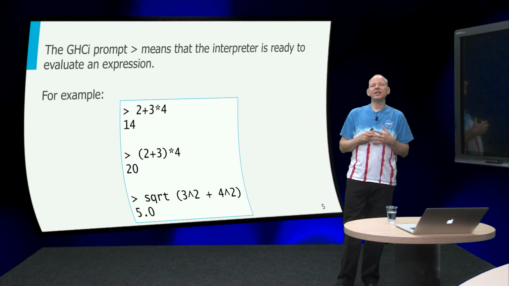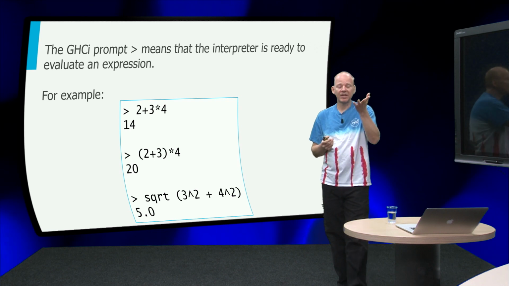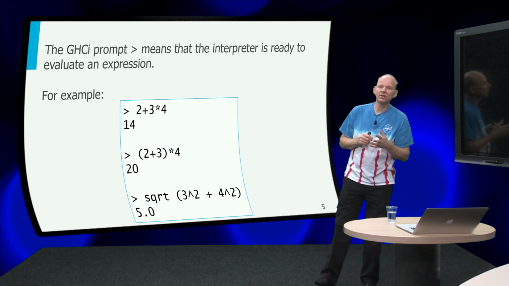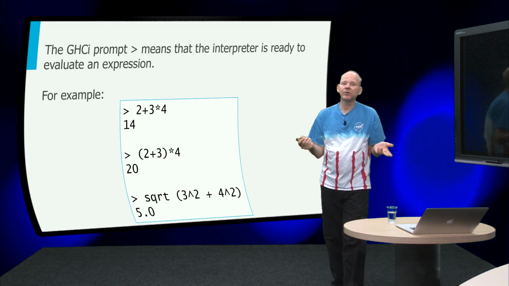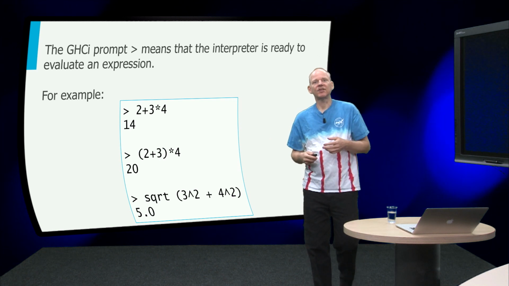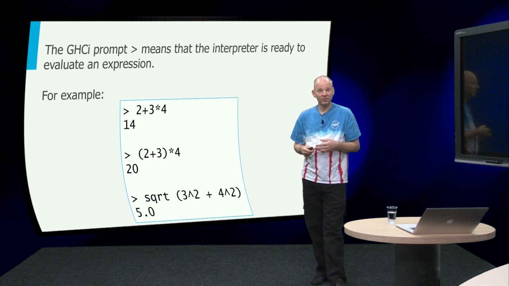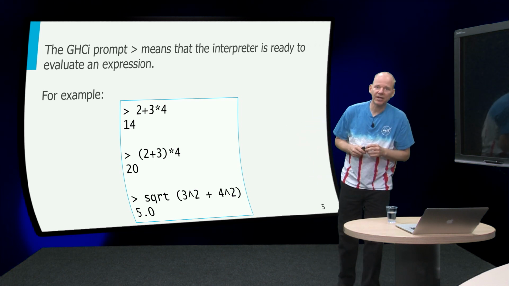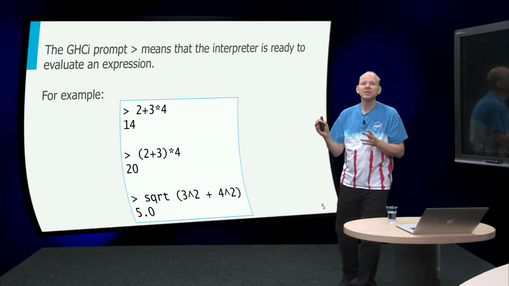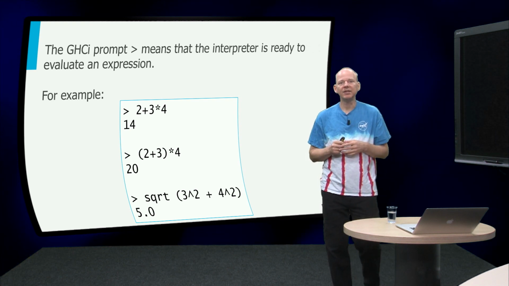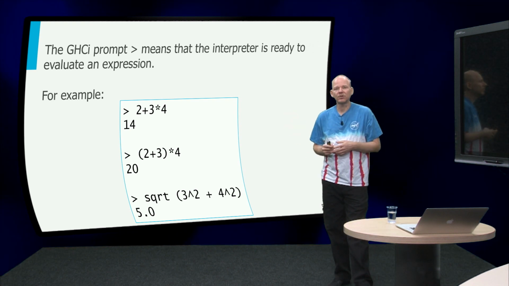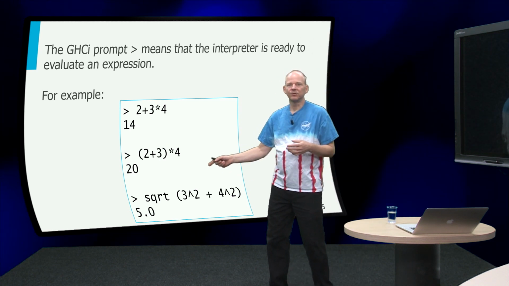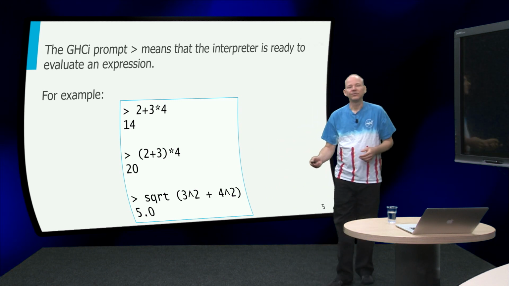What we also see here is that since 2 + 3 * 4 apparently is 14, multiplication binds stronger than addition. And so there's no surprises there. Most languages have that. And if we want to first do the addition and then the multiplication, we have to put parentheses. So we write (2 + 3) * 4, and then the result is 20. And we can do more complicated expressions like the square root of 3 to the power of 2 plus 4 to the power of 2, and we get 5.